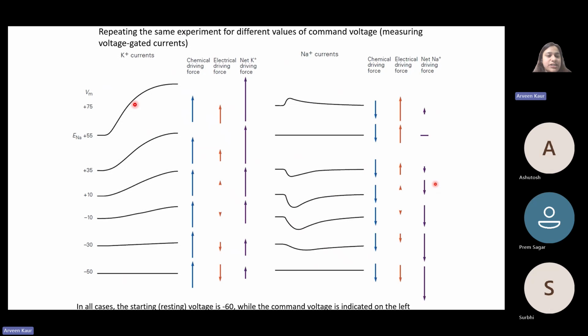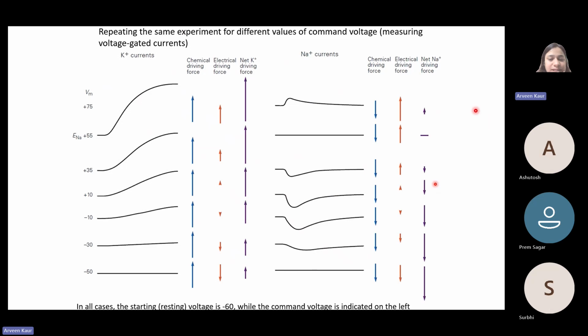So the net driving force at plus 75, everything is outward, right? Electrical, chemical, gradient. So net driving force is also outward, right? At minus 50, because it is closer to the equilibrium potential of potassium, the chemical is still outward because ions are more in number inside and less in number outside, but electrical has now inverted because the inside is more electronegative, right? So the net driving force is much less at this point, right?